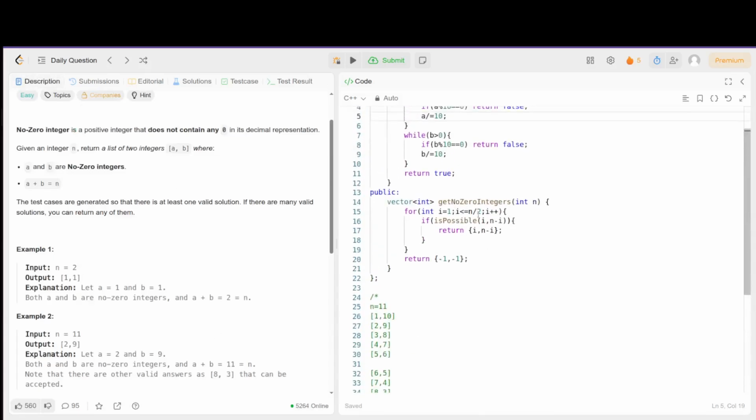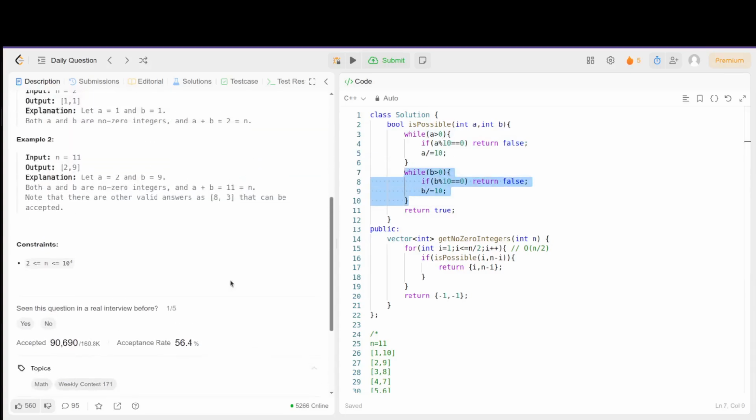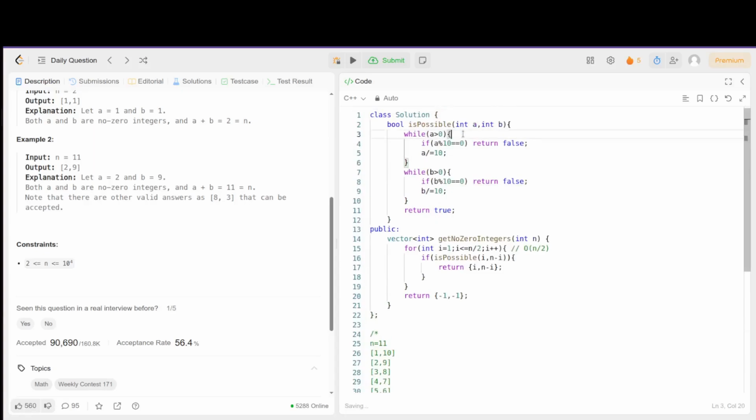We are iterating over n by 2 elements, so this takes big O of n by 2. And for each of the n by 2 elements, we are calling the check function, which iterates at most over the number of digits. Here the maximum n value is 10 to the power 4, that is 5 digits, so this will iterate at most 5 times, as at most 5 digits are possible as given by the constraint.